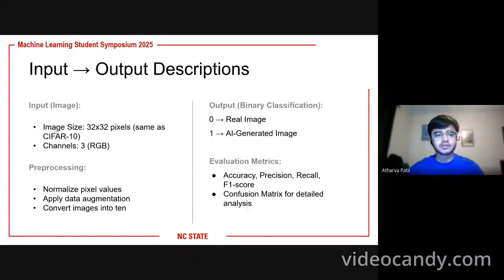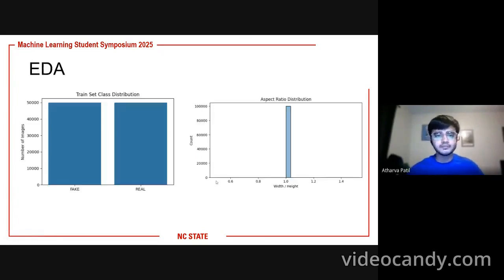Our input looks something like this. They are all 32 by 32 pixel images, each with three color channels, and our output will be a simple binary classification indicating whether it's a real image or an AI generated image. These were our initial pre-processing steps that we had proposed, and these were the evaluation metrics.